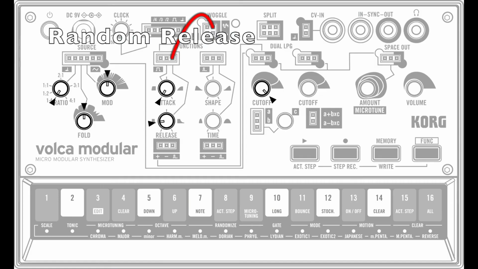Random release. This sets a new release time for each note using the Woggle Steps output, which is automatically triggered every time a note is played.